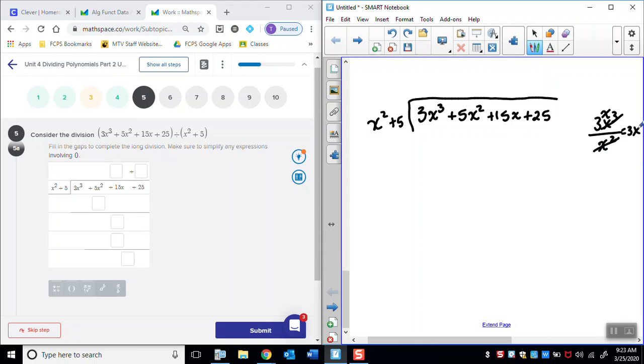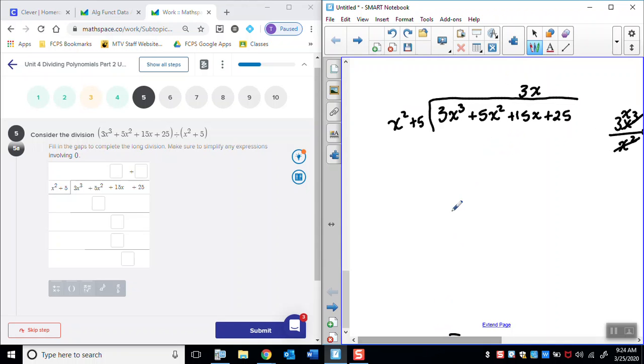Now, where am I going to write the 3x? I'm going to write it up here, 3x, because we need to line it up with that. So now I'm going to multiply it back out. Something that I forgot to mention here was, once we multiply it back out, we have a bit of a problem. So you have 3x times x squared, so that's 3x cubed. We know that. 3x times 5 is 15x. So I'm going to line it up with the 15x, my like terms here.